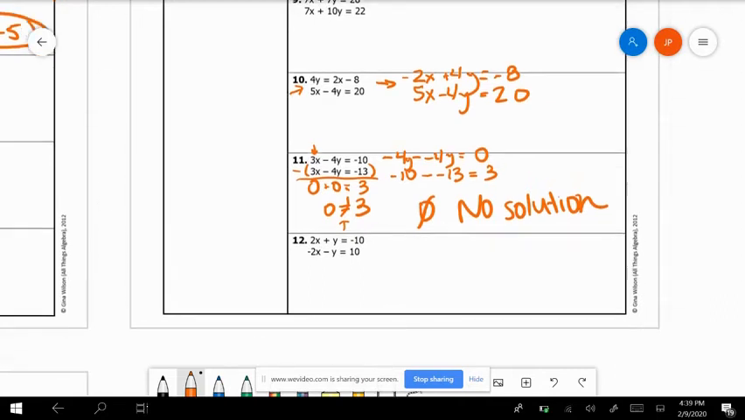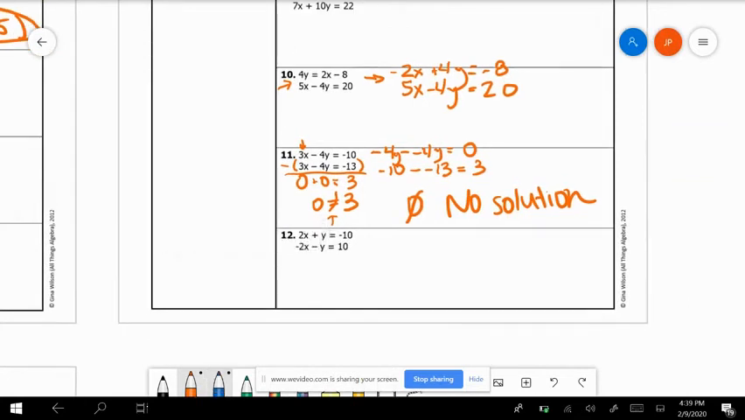Now let's take a look at number 12, because that one's also going to give us a kind of funky solution. Again, notice that things are very much the same in all of these. I've got the same coefficients with just different signs. So let's do the same thing. Actually, let's get the y's to disappear this time. If I've got a positive y and a negative y, I want to add these two to make them go away. So that's going to give me 0 there.